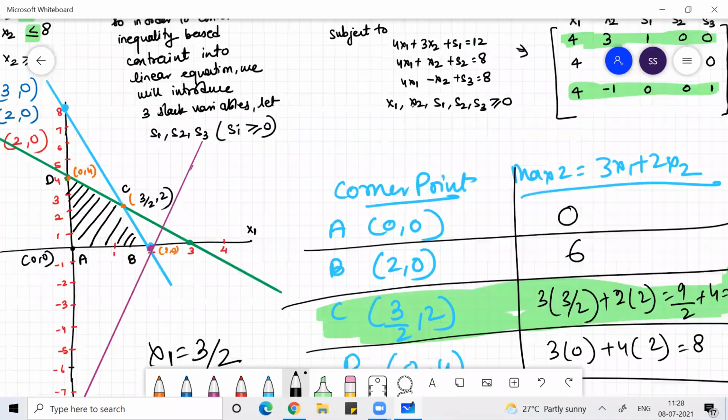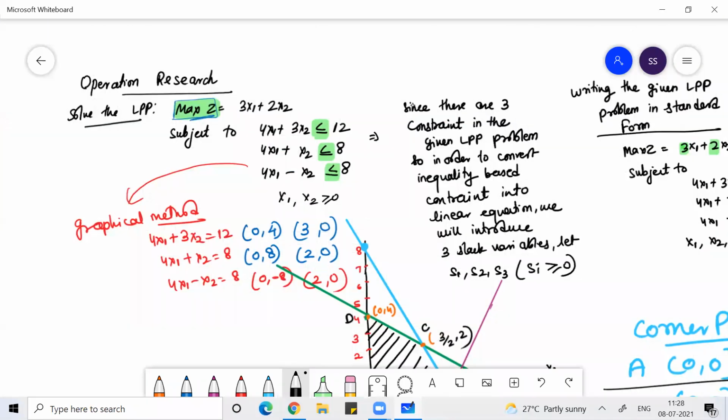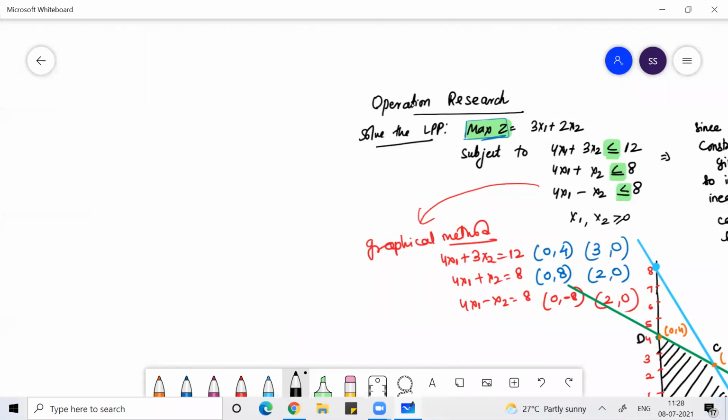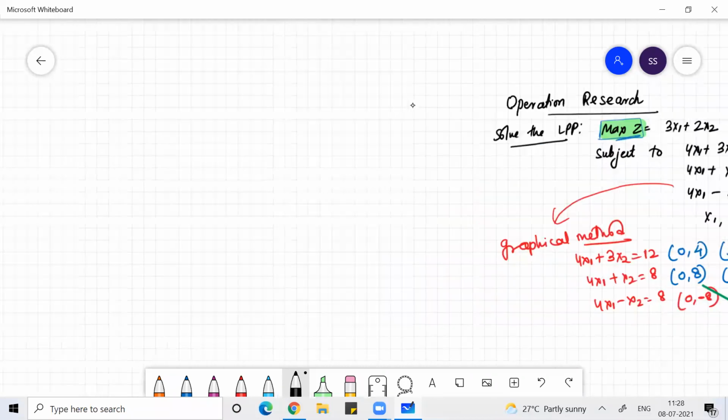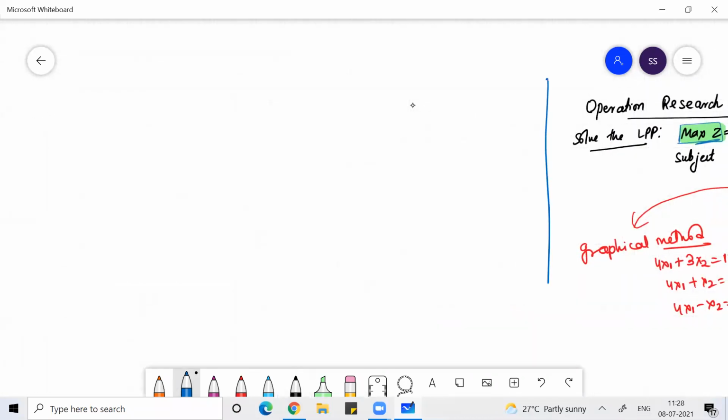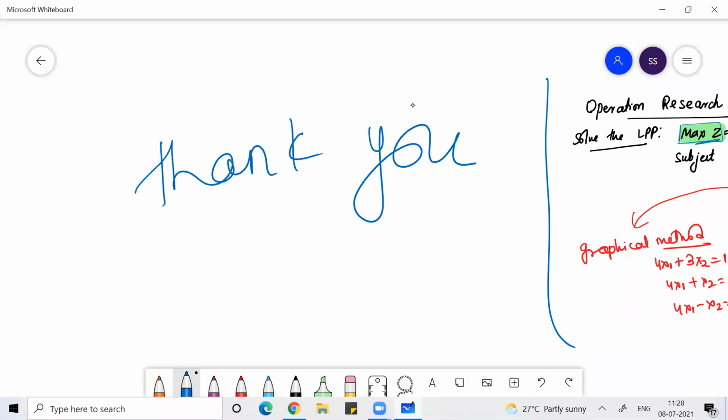So guys, this much from today's class. The same problem I solved by the graphical method, and the same problem I solved by the simplex method also. We'll continue our discussion tomorrow.